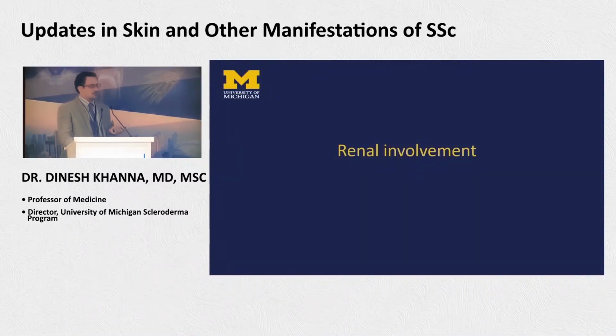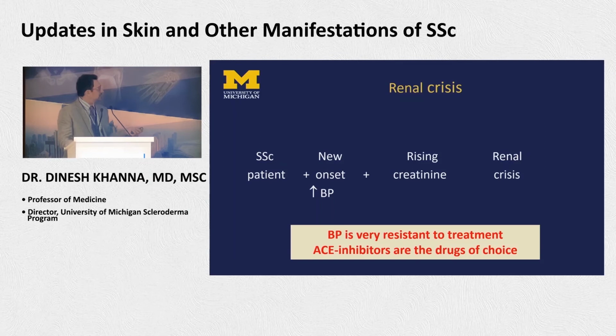I'll move on to renal involvement. Again, a slide from Dr. Phil Clements: a scleroderma patient with new onset high blood pressure with rising creatinine is equal to renal crisis.